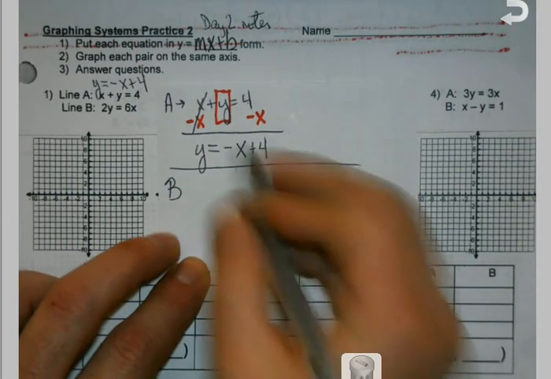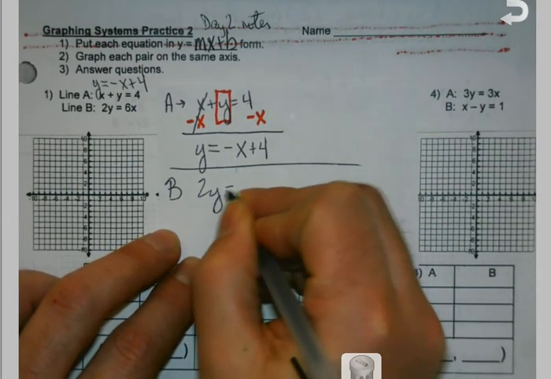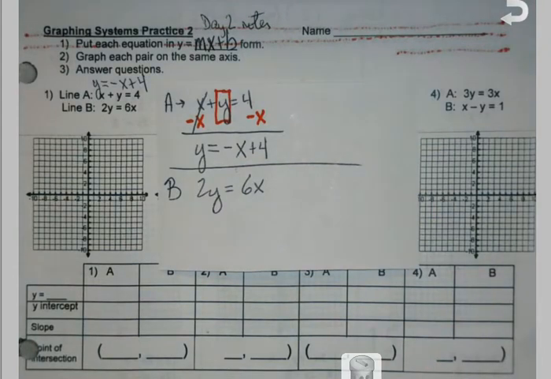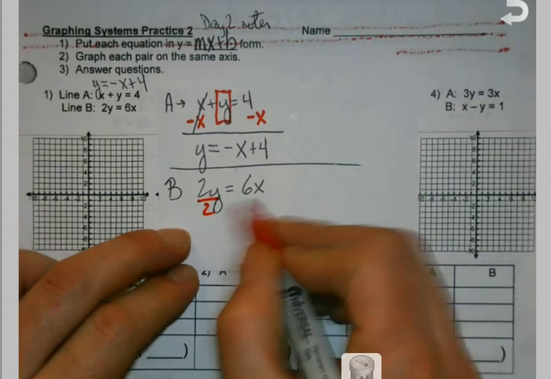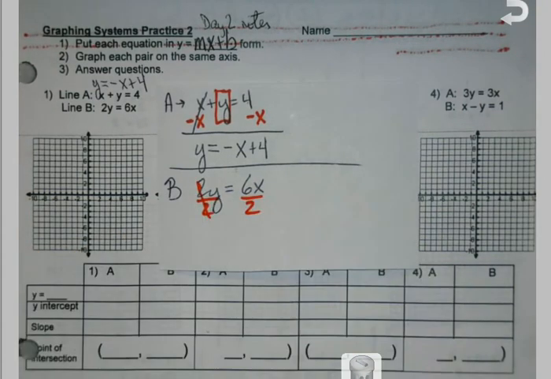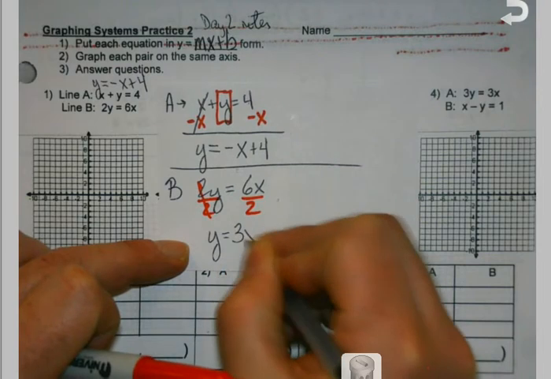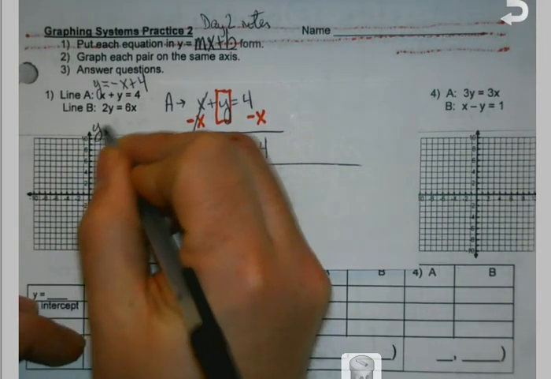So for B, I have a slightly different dilemma. I still need to get y by itself, but now I'm multiplying it by 2. What's the opposite going to be? How do I undo a multiply by 2? Divide it. Okay. And I've got my y by itself.